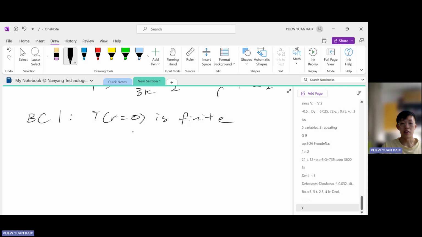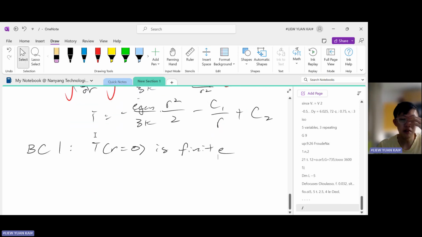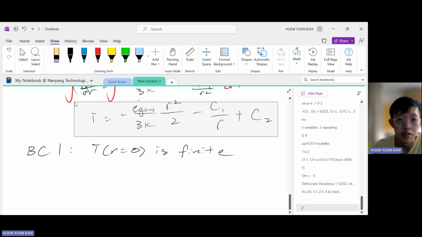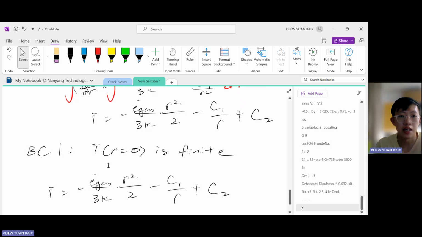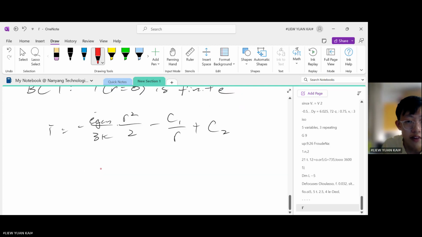And how are we going to use this to find C1 or C2? Remember, I've already gone through this in the tutorials. So let's copy this temperature function and see what happens at the center. At the center, R is equal to 0, right? So T of R equals 0 means wherever I see R, I replace it with 0. If I replace this R with 0, it doesn't matter, this is fine. So this whole term will be 0.